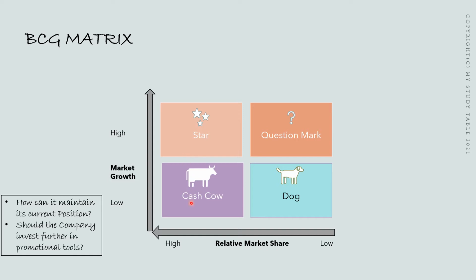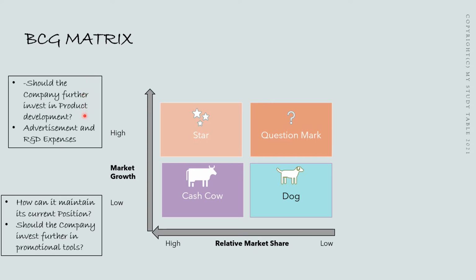Now these are products that have a relatively high market share in a high growth market and may at some point of time become cash cows. The strategy here again would be to build on further, and hence coming to the questions: should the company further invest in product development, advertisement, and R&D expenses? And the answer to this is that the company can plow in more into product R&D as well as advertising and promotional tools. This would help in retaining their position.